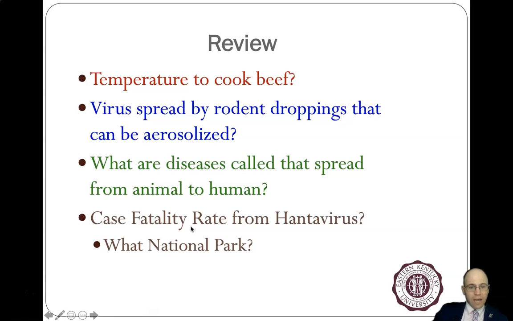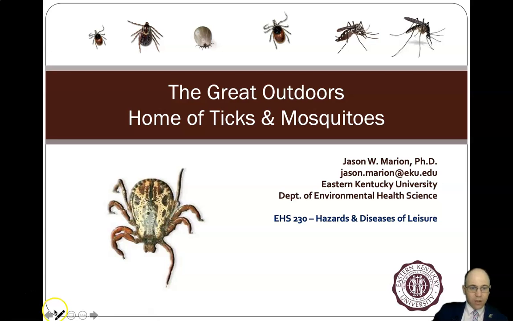And then what's the actual current case fatality rate from hantavirus? You may have seen some numbers in the video, but the CDC says the current case fatality rate from hantavirus is 38%. And what national park has had visitors impacted by it? It's a California National Park. It's south of Sacramento and northeast of Los Angeles, and that's Yosemite National Park, big national park. So that's all for this particular one. We're going to get into ticks and mosquitoes in the next video.